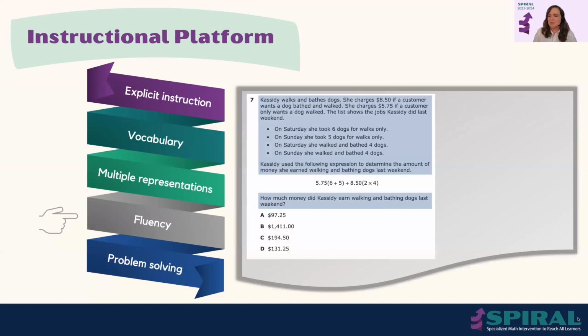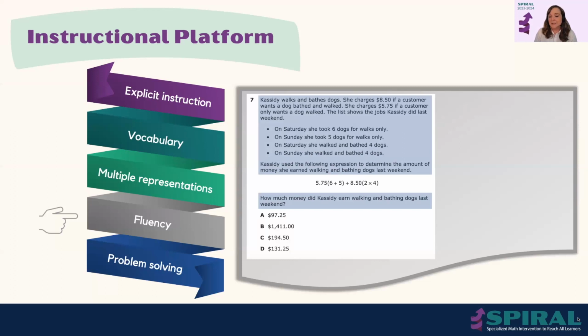So, I want you to look at this problem. This is one that the Spiral team has talked a bit about. All right, let's look at this problem here. Look at the kind of purpley shaded areas. So Cassidy walks and bathes dogs. She charges $8.50 if a customer wants a dog bathed and walked. She charges $5.75 if a customer only wants a dog walked. I'm not going to continue reading. All right, you can read the rest of this problem on your own.